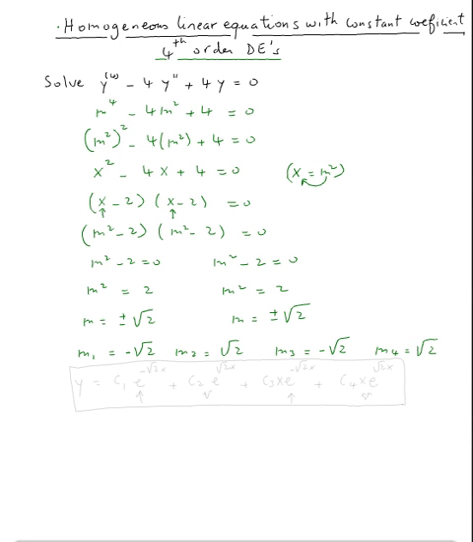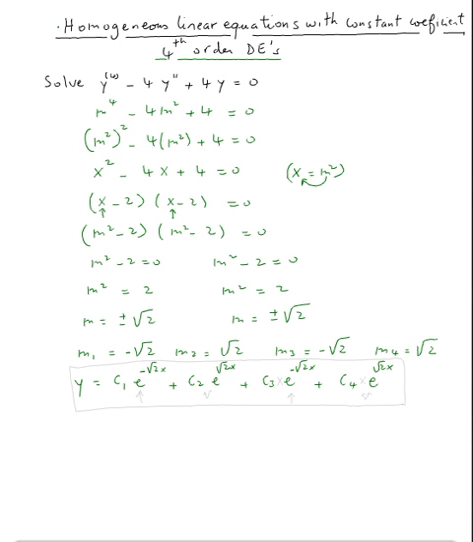So using the superposition, we get y equals C1 e^(m1 x), so e^(negative square root of 2 x), plus C2 e^(m2 x), e^(square root of 2 x), plus C3 e^(m3 x), e^(negative square root of 2 x), plus C4 e^(m4 x), which is e^(square root of 2 x).